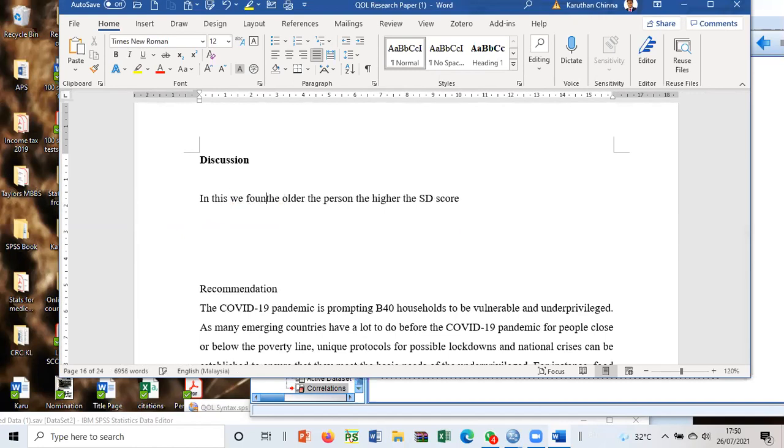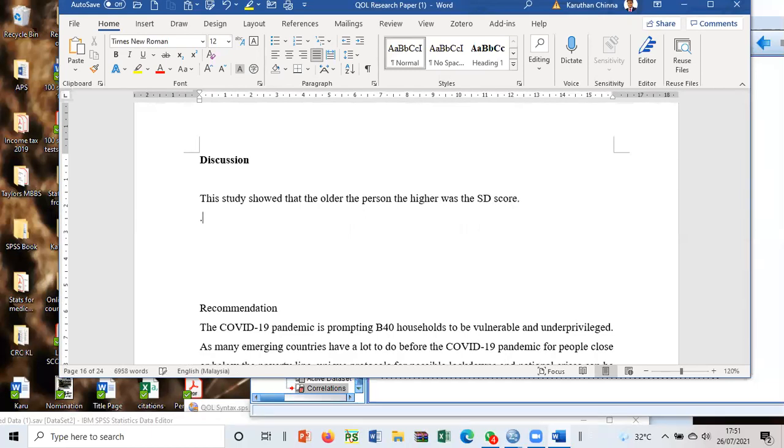we found that the older the person, the higher, right? This study showed that the older the person, the higher was the SD score. So what compiles the literature now? So what could be the explanation for this? Only for social, right? Others no, only for social.